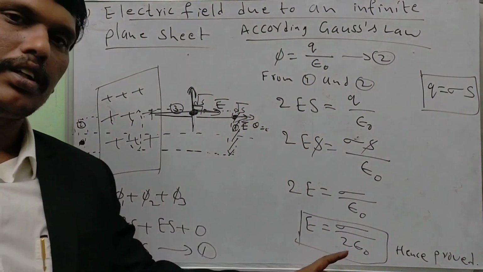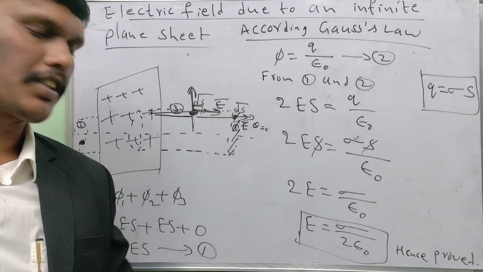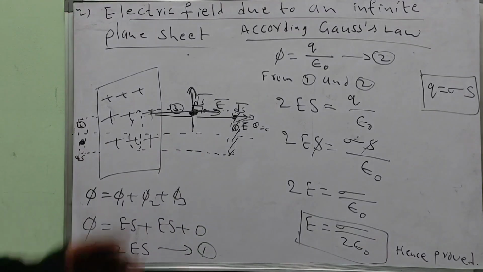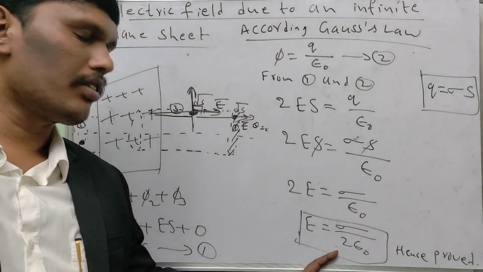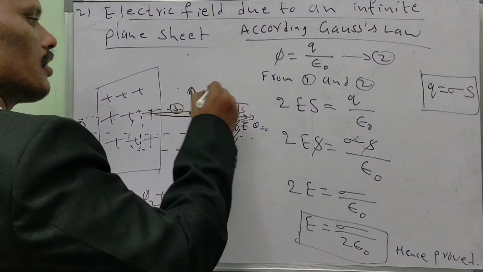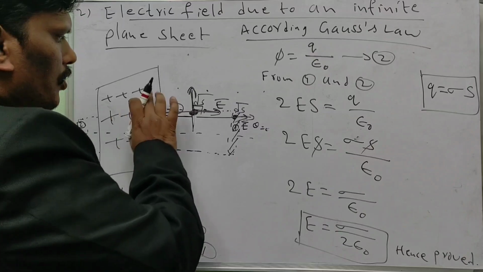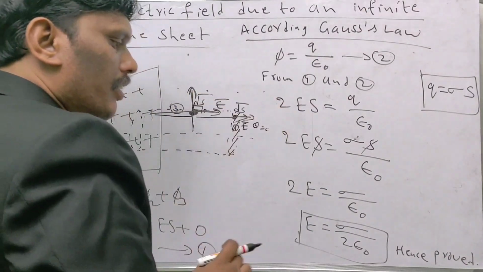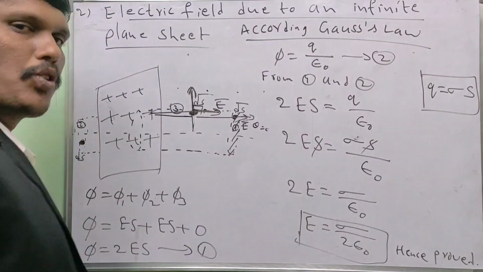Here this formula does not have the physical quantity distance. That's why, my dear students, remember, the electric field because of an infinite plane sheet of charge does not depend upon the distance. Why? Because at all points, here and here and here, near to the plane sheet at any point, the electric field magnitude is the same only, sigma by 2 epsilon naught.